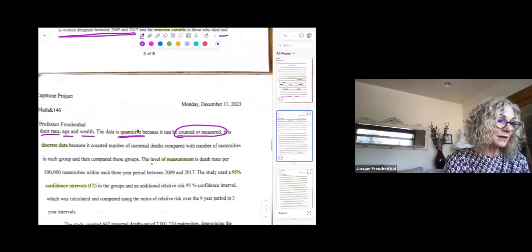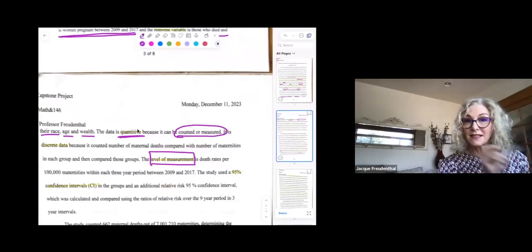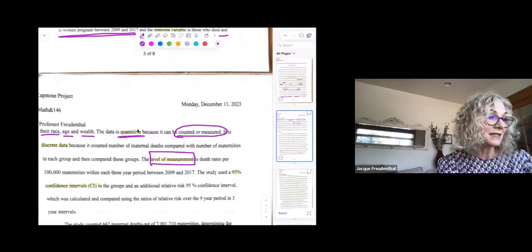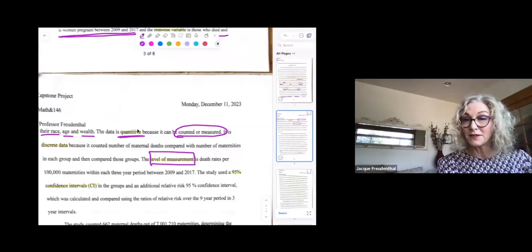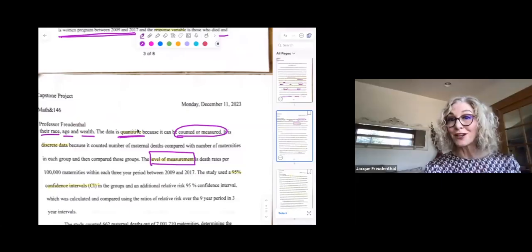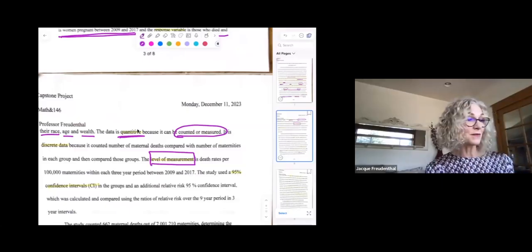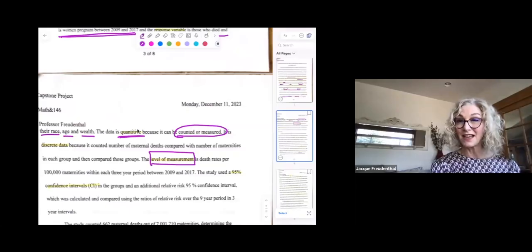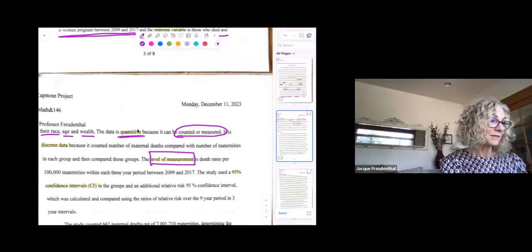The level of measurement, again, this is something that probably needs to be looked up again because it's been a while since we talked about nominal, ratio, and interval. So first there's nominal, ordinal, and then ratio and interval. Those are the 4 levels of measurement. So identify what level of measurement these variables are and explain why.